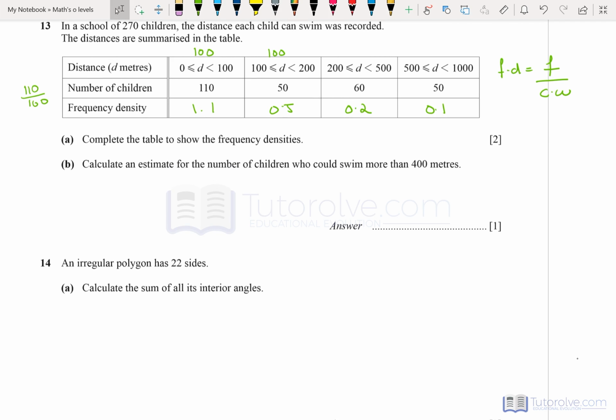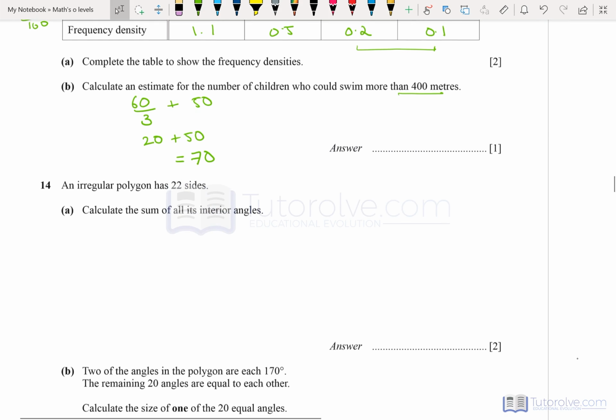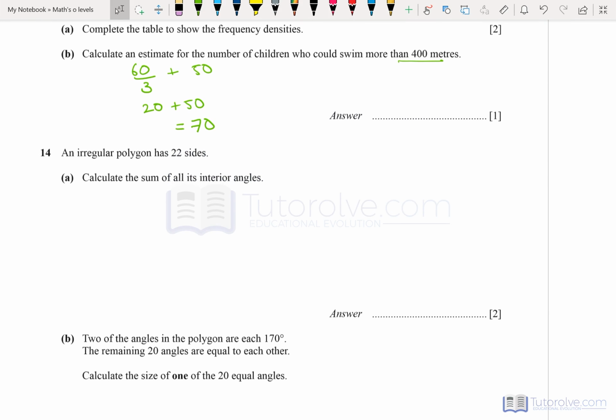So we have to calculate an estimate for the number of children who could swim more than 400 meters. More than 400 meters is in this interval here, but this interval starts at 200. There's a 200, there's a 300, and there's a 500 in this interval. So basically this 60, if we take an estimate, is divided between these three values, and 400 is going to lie somewhere here. So 60 divided by 3 is 20, and this is greater than 400, so we have 20 plus 50, which would give 70 students as our estimate of the people who would swim more than 400 meters.